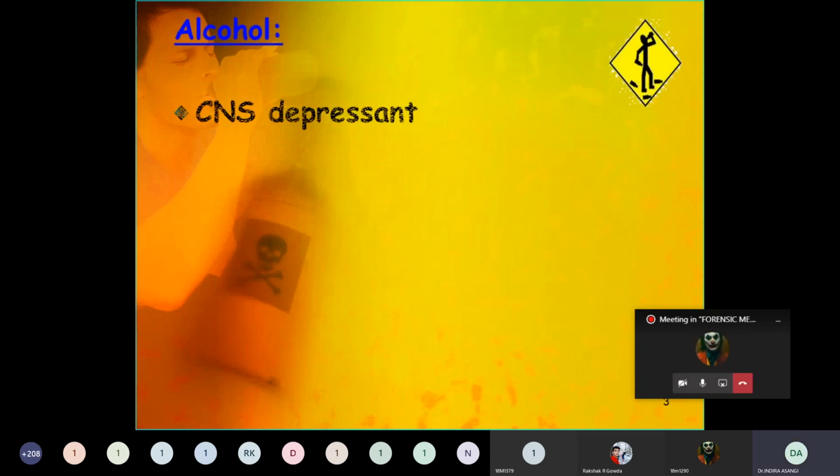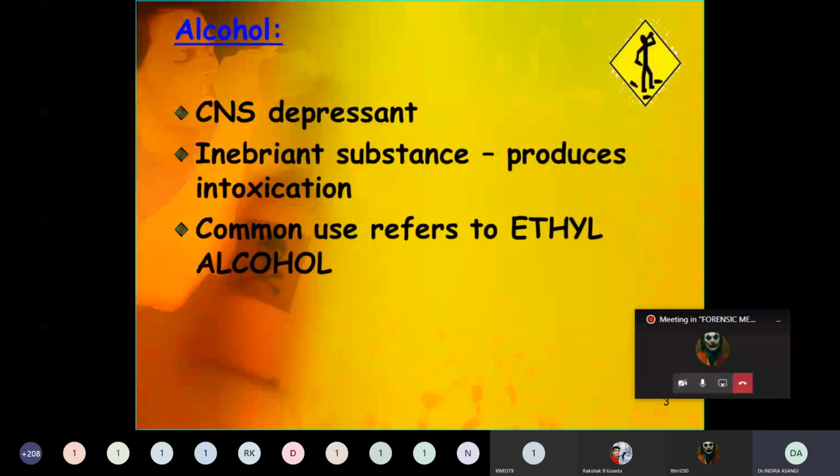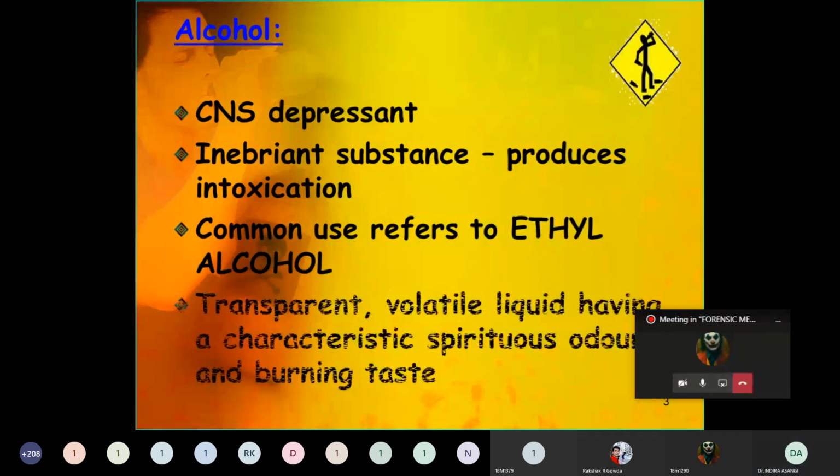Now coming to alcohol, the properties of alcohol. It is also known as a CNS depressant. It's also called an inebriant substance because it produces intoxication. The common one we use is ethyl alcohol, so when you say alcohol, it refers to ethyl alcohol. As I already told you, the physical property is that it is a transparent volatile liquid having a characteristic spirituous odor and a burning taste.